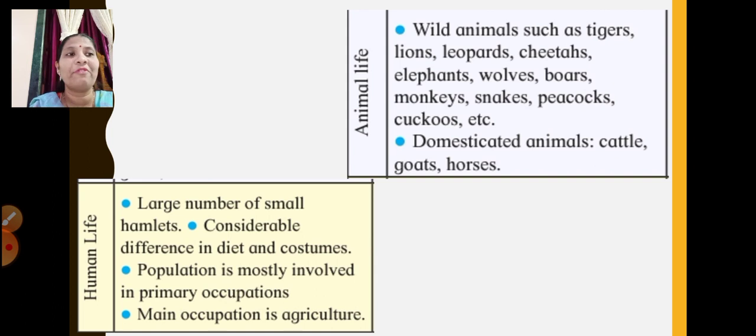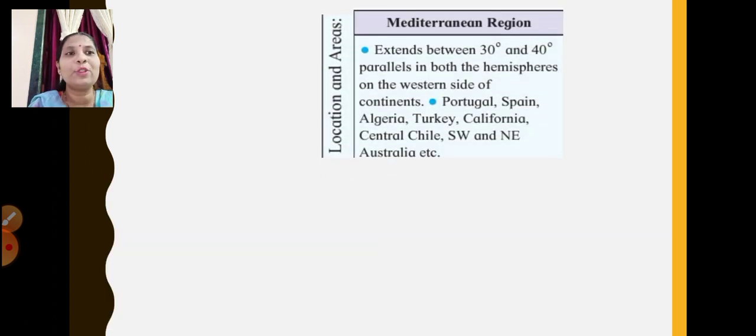Fine. The next type of region which you are learning about is the Mediterranean region, known for its rainfall in winter. It extends between 30 degrees and 40 degrees parallels in both the hemispheres on the western side of the continents, like Portugal, Spain, Algeria, Turkey, California, central Chile, southwest and northeast Australia, etc. So you find the Mediterranean climate in these regions.